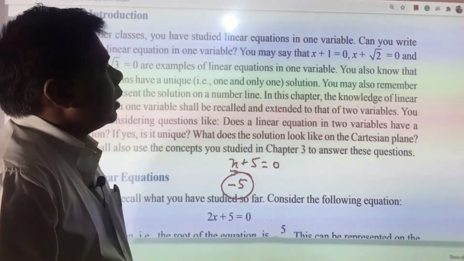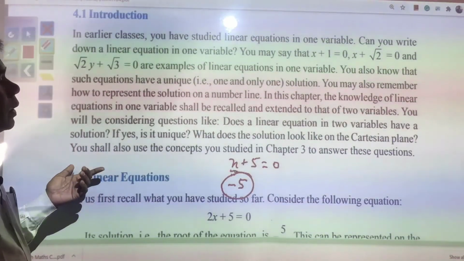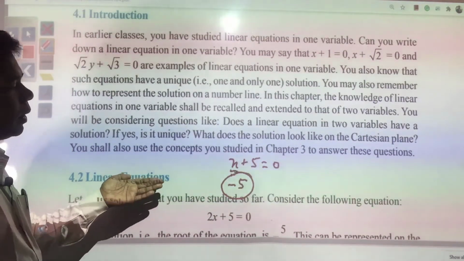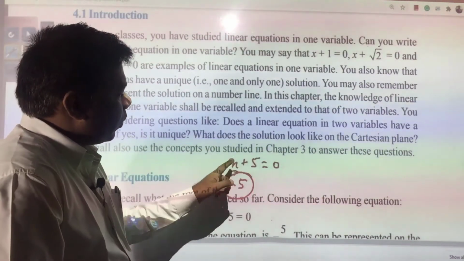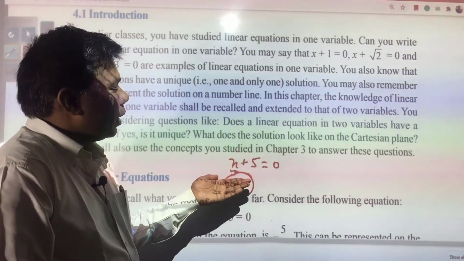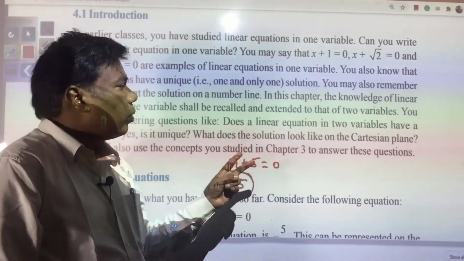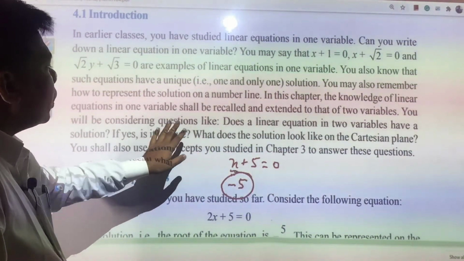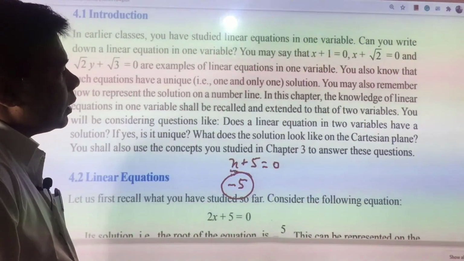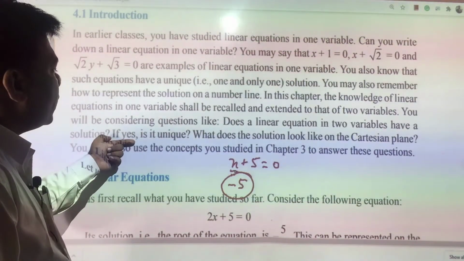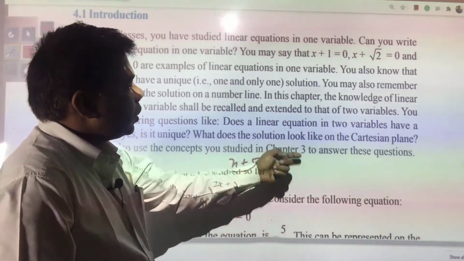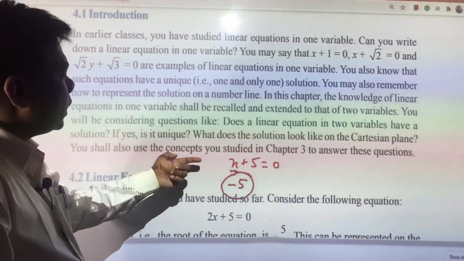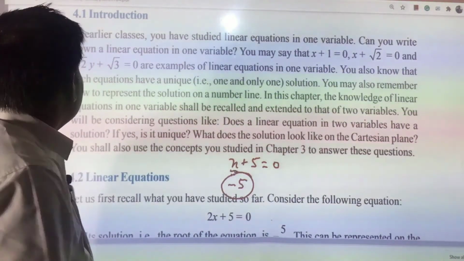In this chapter, the knowledge of linear equations in one variable shall be recalled and extended to that of two variables. We have already learnt linear equations in one variable, and in this chapter we will learn linear equations in two variables. So, you will be considering questions like: does a linear equation in two variables have a solution? If yes, is it unique? What does the solution look like on the Cartesian plane? You shall also use the concept you studied in chapter 3 to answer these questions.